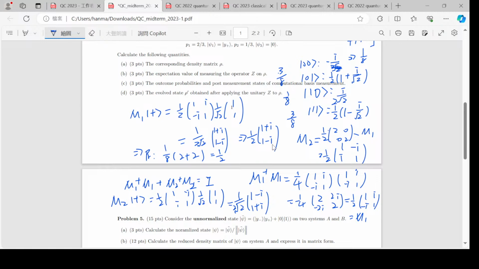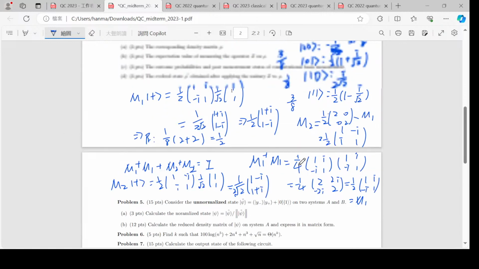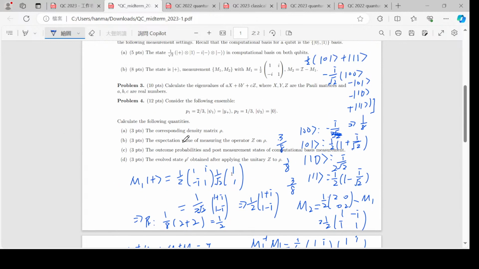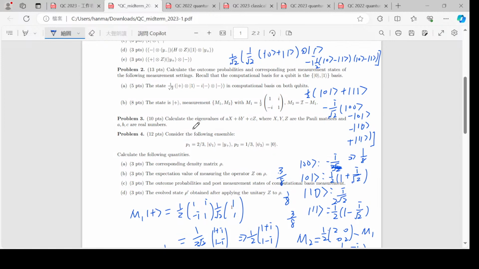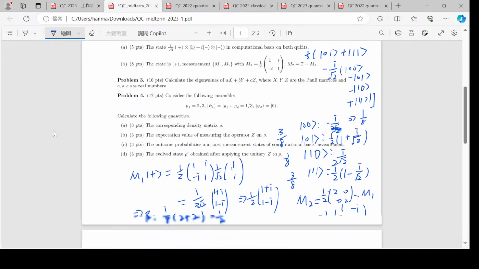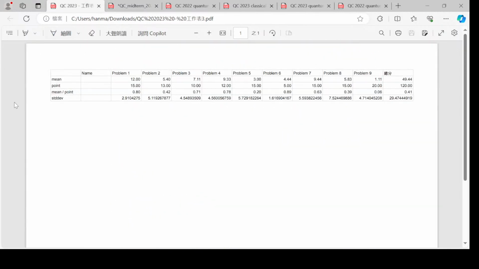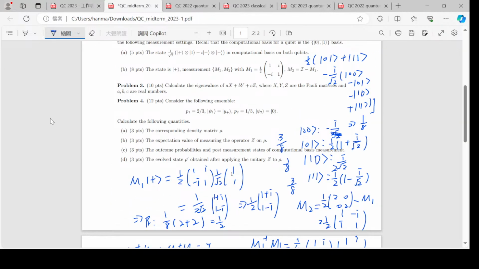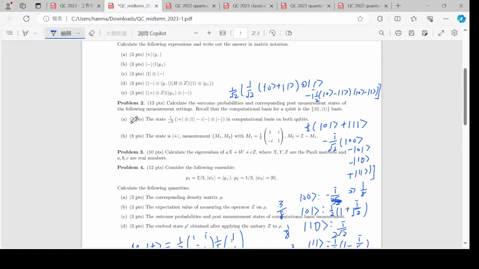Okay. So yeah, it's a bit surprising to me that people don't know how to do measurement. So we will have another homework on measurement too, this week's problem set, to give you more practice. Okay. Any question on how to do measurement calculation?